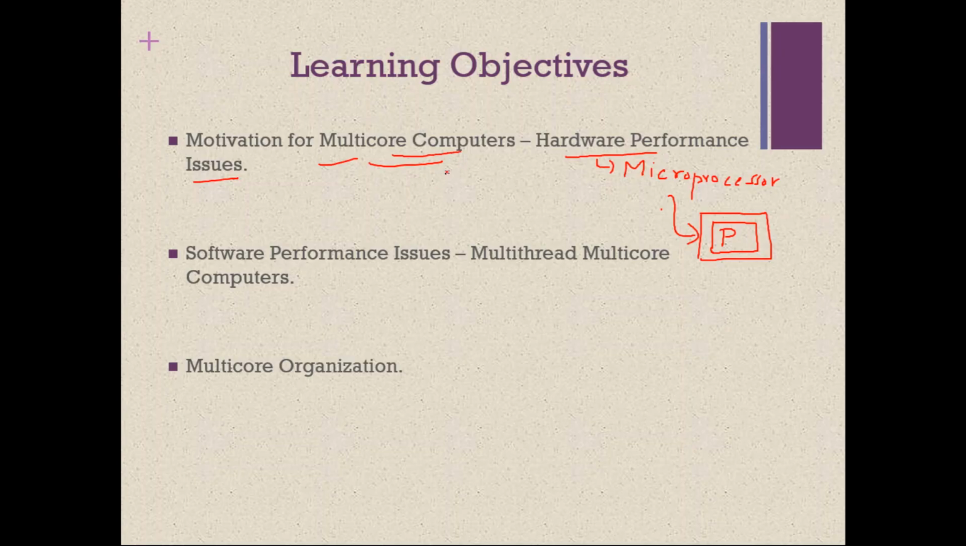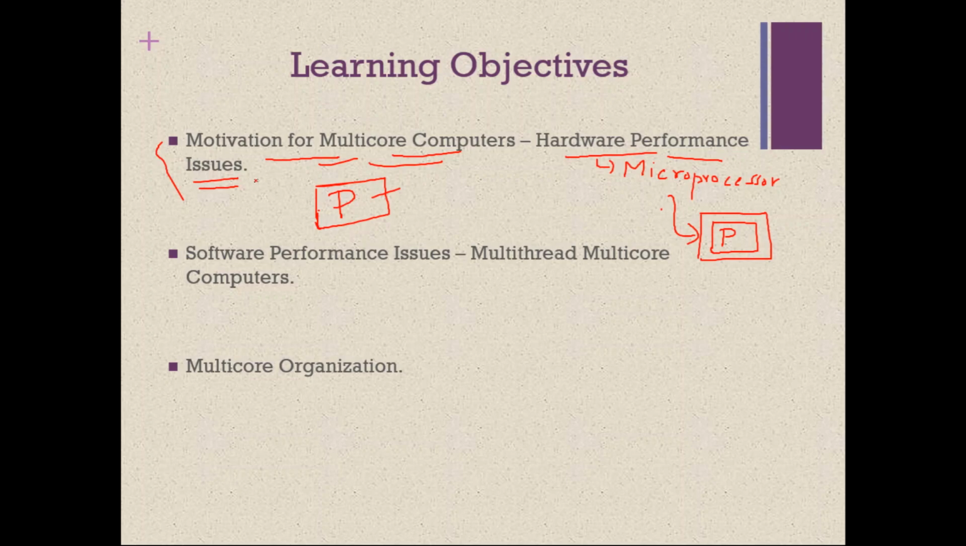This lecture is primarily dedicated to the motivation for multi-core computers. If we are not using multi-core computers, what are the hardware performance issues that we will face? That's what we are going to discuss. There are some performance issues we face when we use only one processor in a chip. To overcome those issues we are going for multi-core computers. That's what we are going to discuss in this lecture.